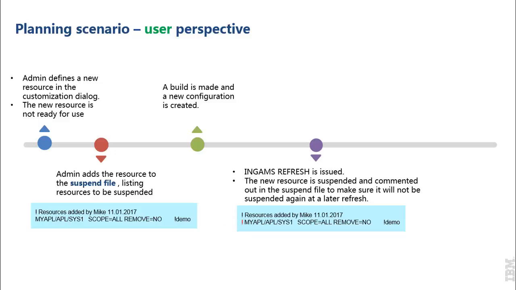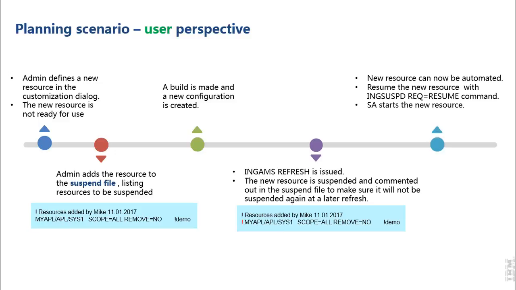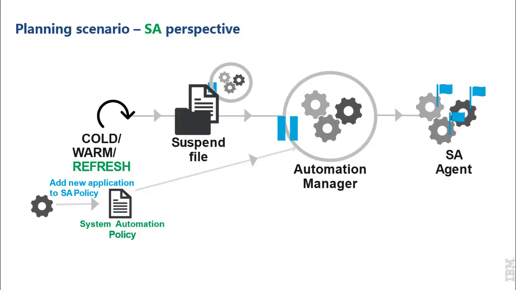At this point, the admin can continue to work on this suspended resource. Later, this resource can finally be automated. The only thing to do is for the operator to resume the resource with the INGSUSPEND REQ=RESUME command. SA now takes control of the resource. That's the workflow of the planned suspend capability. And now, how SA works in this process.